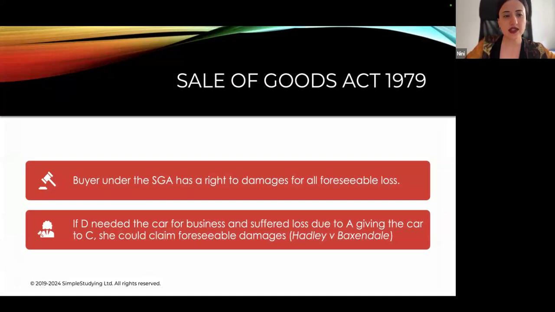Sale of Goods Act 1979 could be at play here. A buyer under the SGA has a right to damages for all foreseeable loss. For example, what if D needed the car for business and suffered loss because he could not get the car? And A gave the car to C when it rightfully belonged to D. She could claim foreseeable damages that her business suffered as a result. And the case for that is Hadley versus Baxendale.